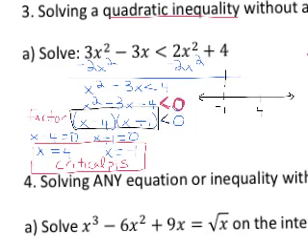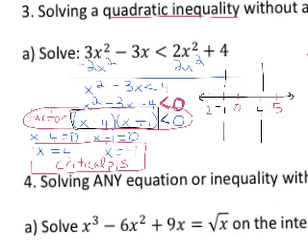So what I'm going to do is check these regions. So what I'll do is I'll pick a number in each region to check. And I want to check right where I have it in factored form. That's where I want to check. So I'm going to put -2 in.